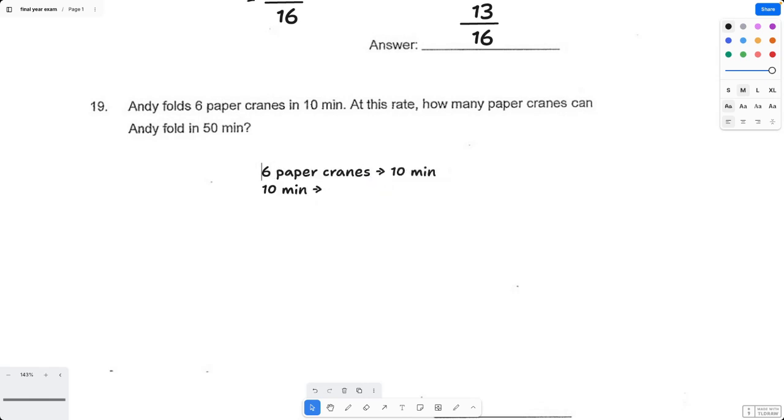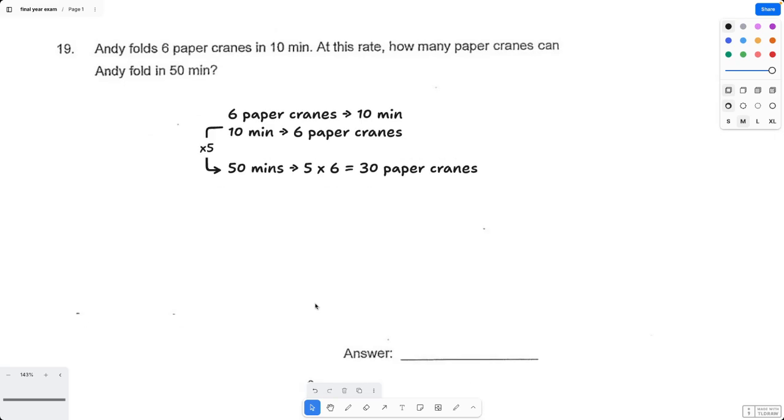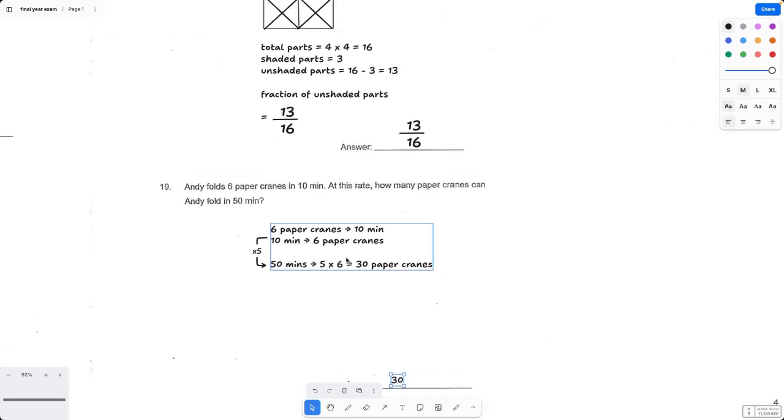Pretty straightforward. Since we can reverse this, how about 50 minutes? So 50 minutes, how many paper cranes? Not 6. How many paper cranes can we do? Essentially from 10 minutes to 50 minutes over here, we multiply by 5. So that means 5 times 6, which is equal to 30 paper cranes. That's about it. The answer is 30. All right, let's move on to the next question.